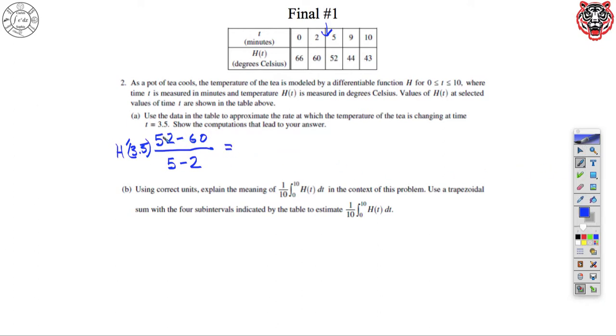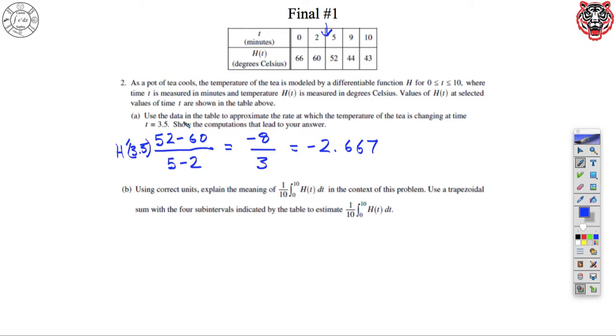And then this is going to be a negative 8 on the top and a 3 on the bottom, and it's fine to leave it as a fraction. If you want to actually evaluate what that is, it's going to be negative 2 2/3, so it's going to be negative 2.667 rounded to 3 decimal places.